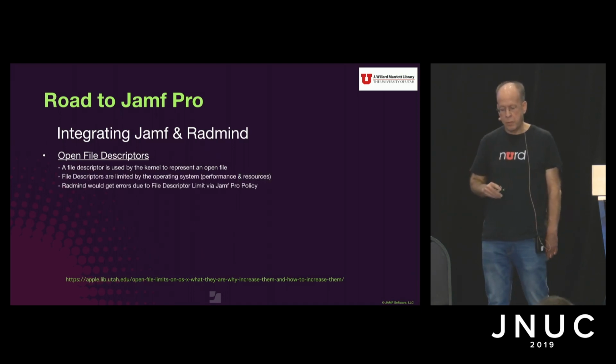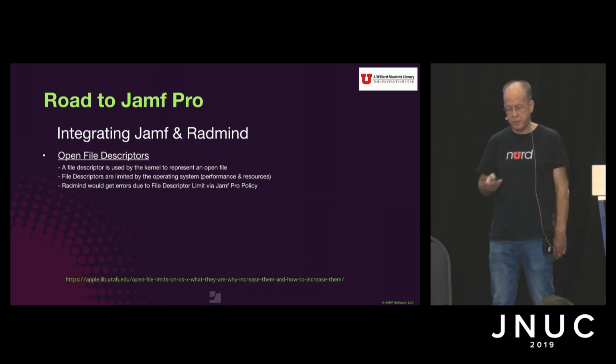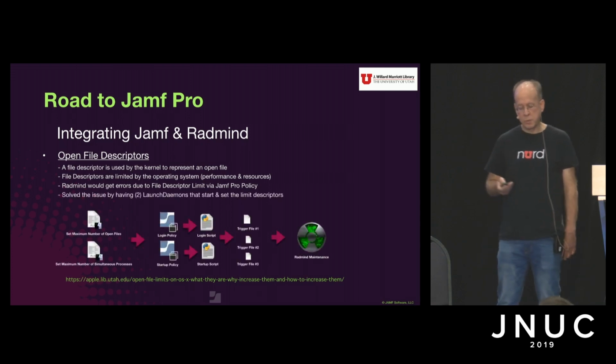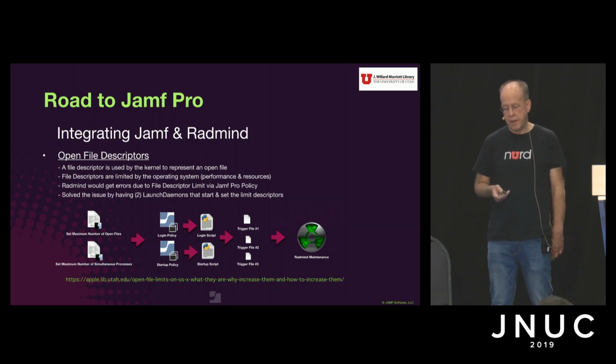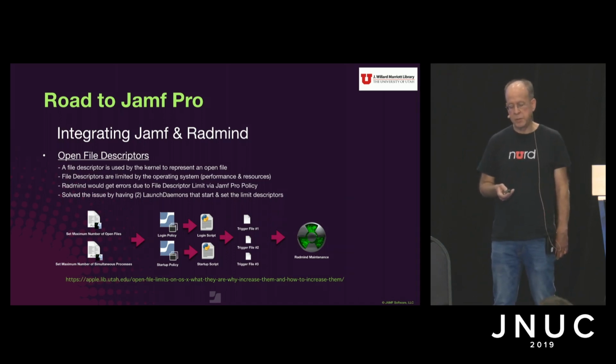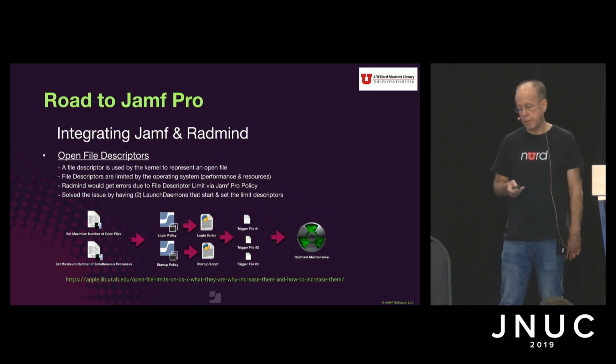With RadMine, we ran into issues where the file descriptor limit would error out when we tried to run RadMine through a Jamf policy. We came up with this workaround, and we posted it here. You can modify the limit descriptors by creating two launch daemons to adjust the amounts of open files, and then we run RadMine through a login policy or a startup policy. And it's noted there at the URL below.